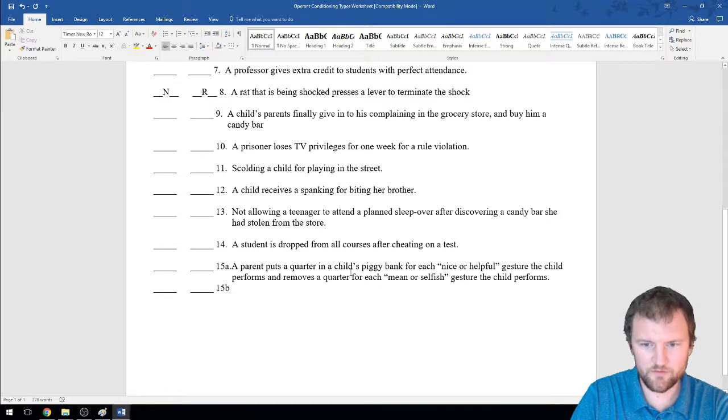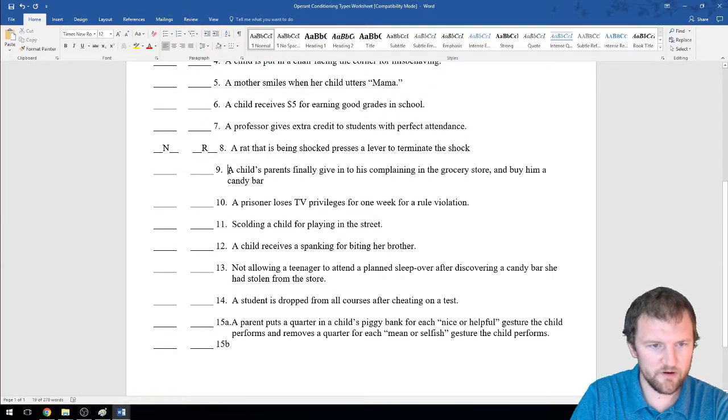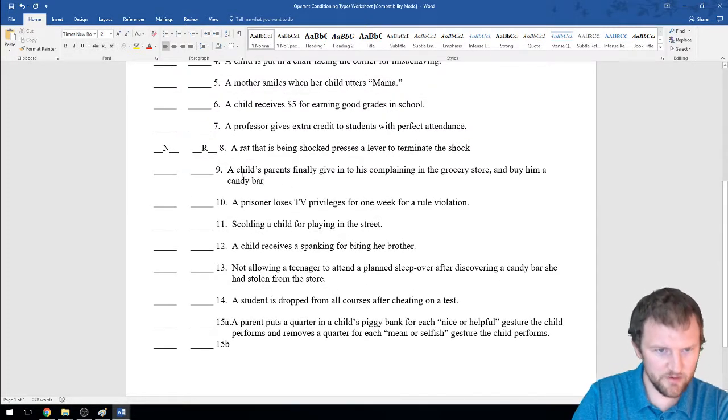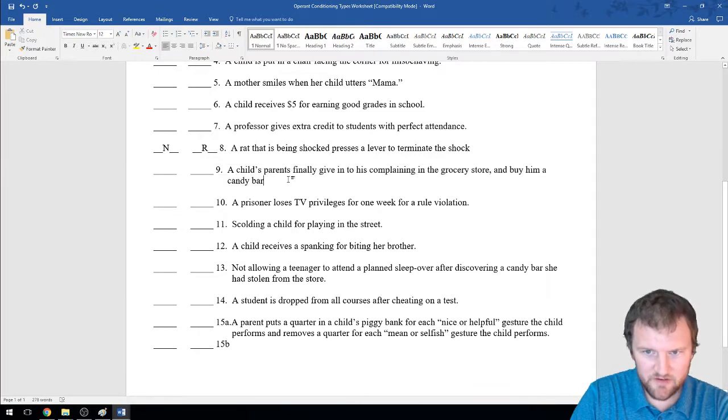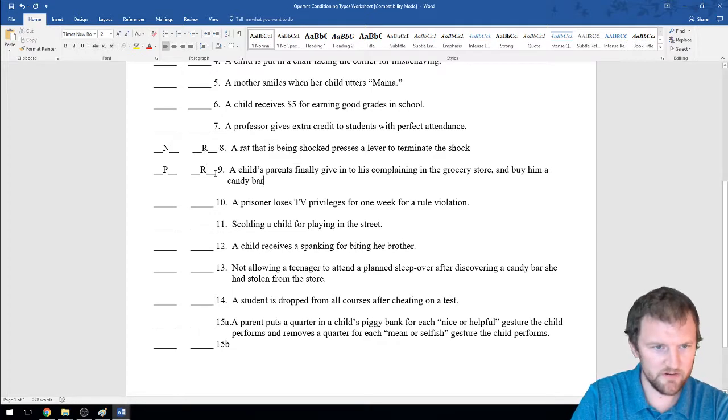This one has two parts, the first half of the sentence and the second half. One last one that's not very easy, and the rest you can do on your own. A child's parents finally give in to his complaining at the grocery store and buy him a candy bar. Something being added or taken away? It's being added because they're giving him candy. Now here's the weird part. Is that going to make his complaining happen more or less often? Because he's getting a candy bar for complaining, that's going to make his complaining happen more often, which is not what the parents want, but it's what's going to happen. So that's positive reinforcement.